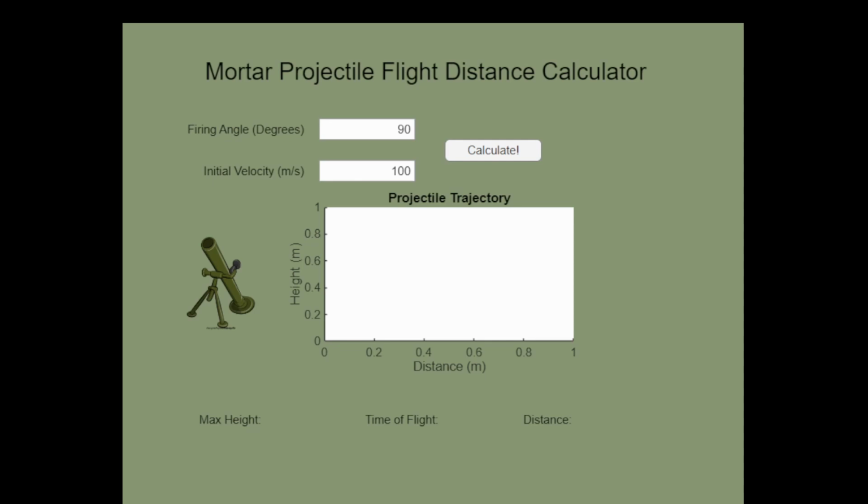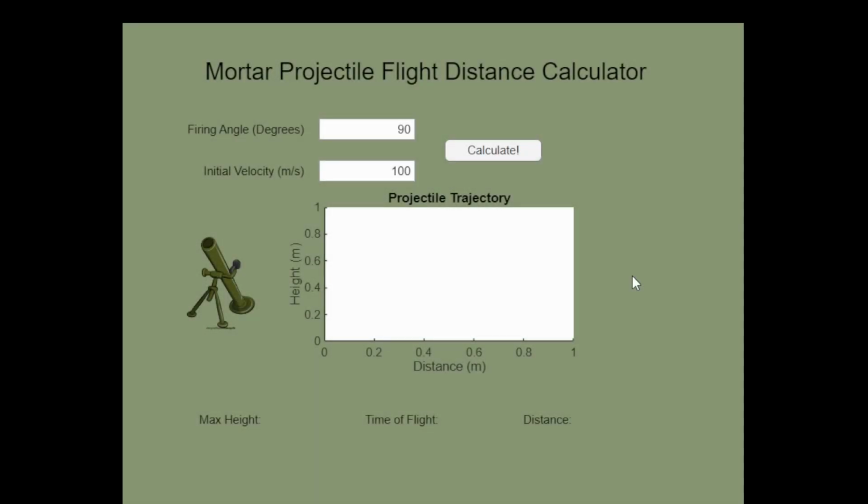It works by taking two user inputs, the firing angle of a mortar and the initial velocity of the projectile being fired by the mortar. It takes these two inputs and calculates them and displays three things: the total time the shell is in the air, the maximum height it reaches, and the horizontal distance it travels before hitting the ground. It also plots the trajectory of the projectile flight path to give a nice visual for whoever is using the calculator.